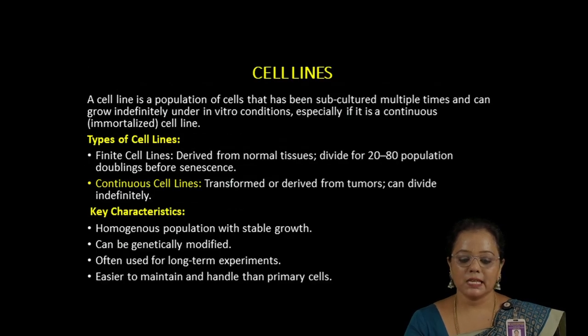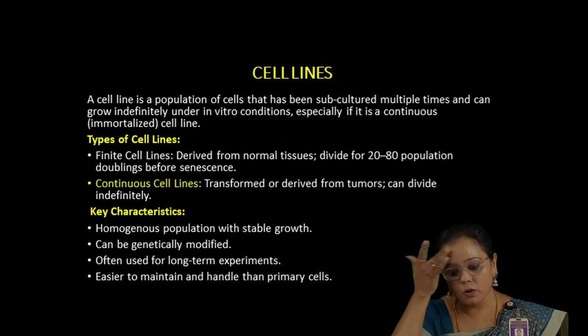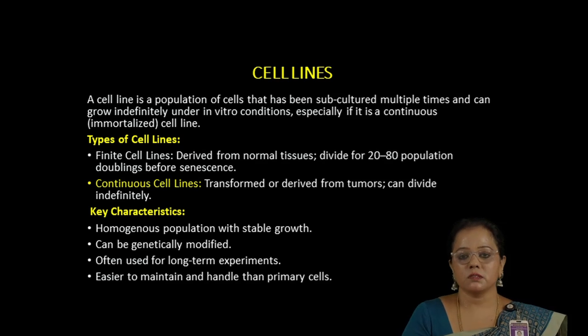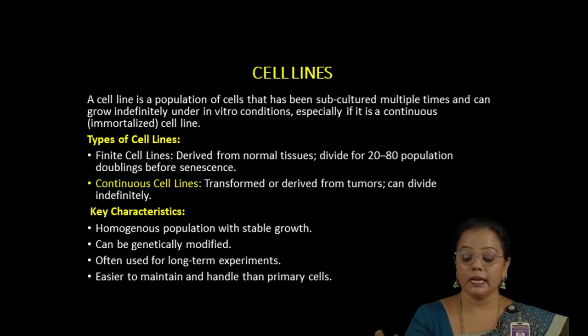Next, coming to cell line. A cell line is a population of cells that has been subcultured multiple times and can grow indefinitely under in vitro conditions, especially if it is a continuous cell line. So the types of cell lines include finite cell lines and continuous cell lines. Finite cell lines are derived from normal tissues. They divide up to 20 to 80 population doublings before senescence. And continuous cell lines include transformed cells or cells derived from tumors.